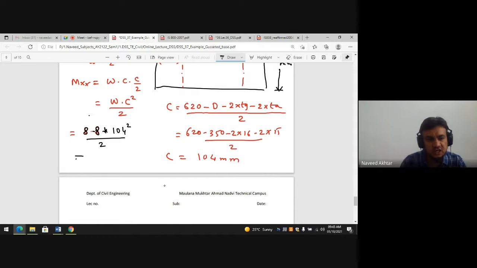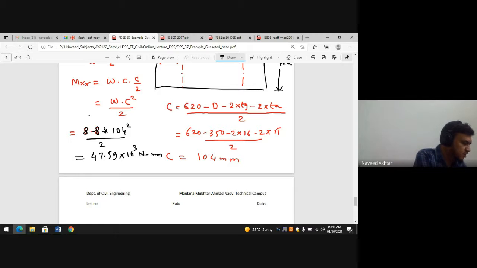So this is the moment due to uplift pressure on the concrete. So 104 square into 8.8 divided by 2. The moment is coming 57.59 into 10 to the 3 Newton mm. Okay, this is the force, the bending moment due to this portion.